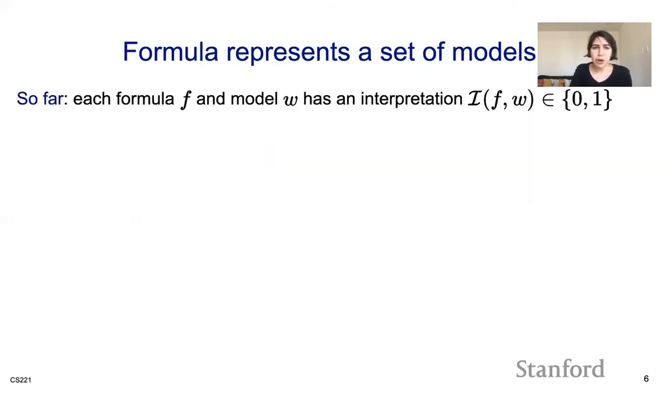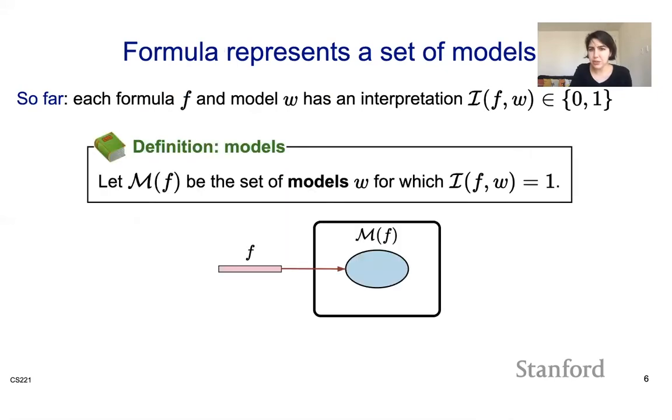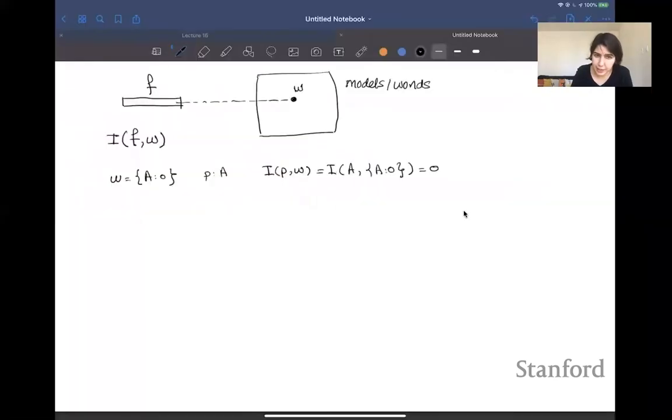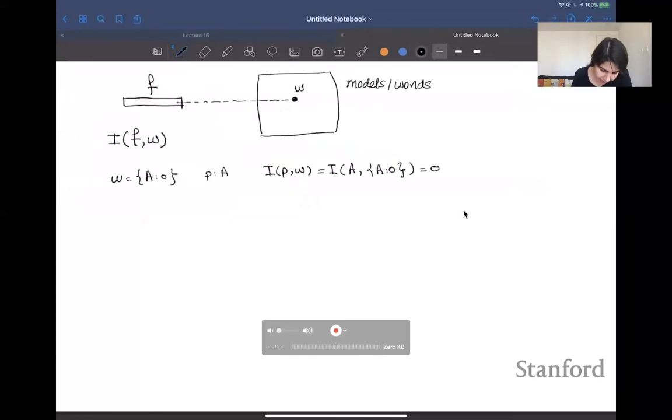All right, so each formula and model, we can interpret it using this interpretation function, and that gives us a value 0 or 1. Now I'm going to define this thing called models of F, and basically it's a set of W's. It's a set of models where the interpretation function is equal to 1. So going back here, there could be one W, and I can check the interpretation function of F and W. I can also be looking at a set of models, and I can call this models of F.